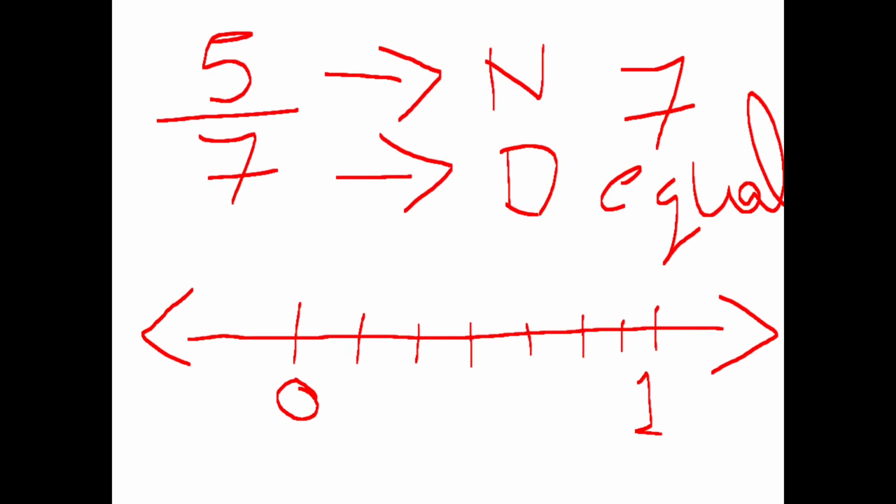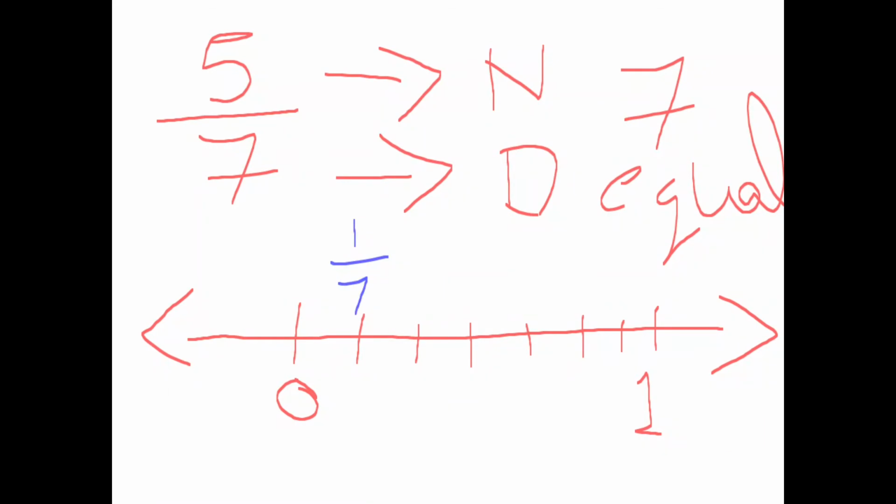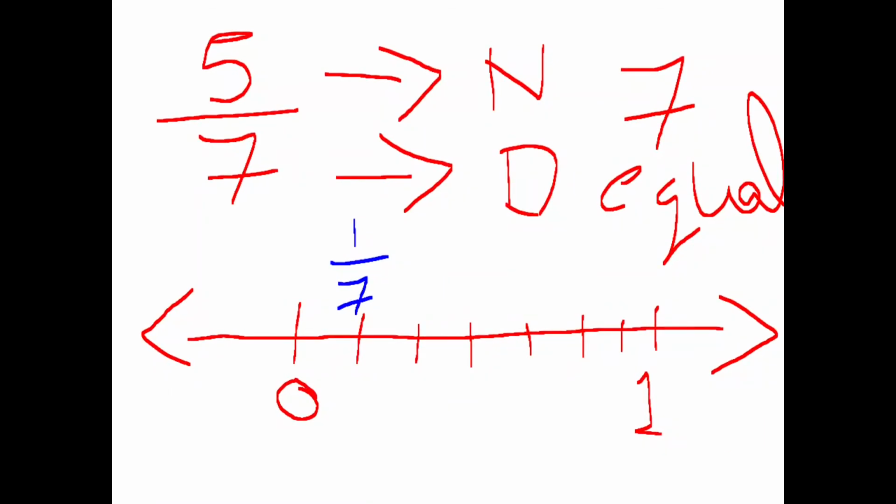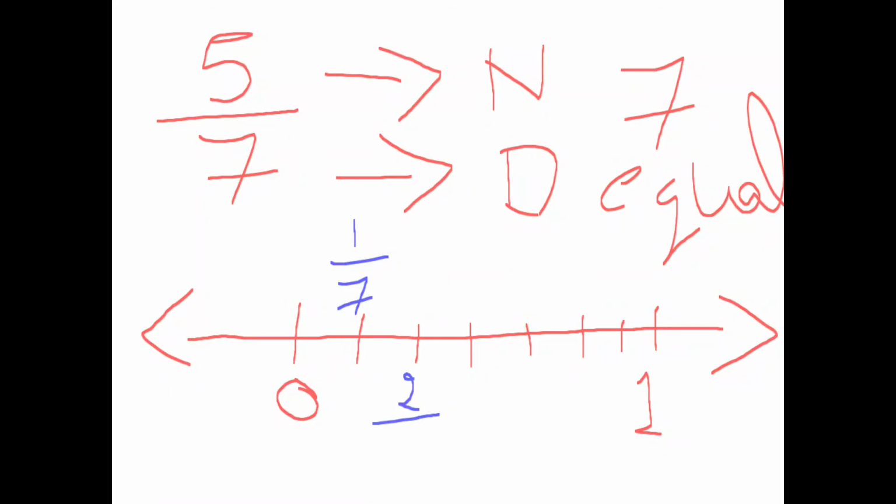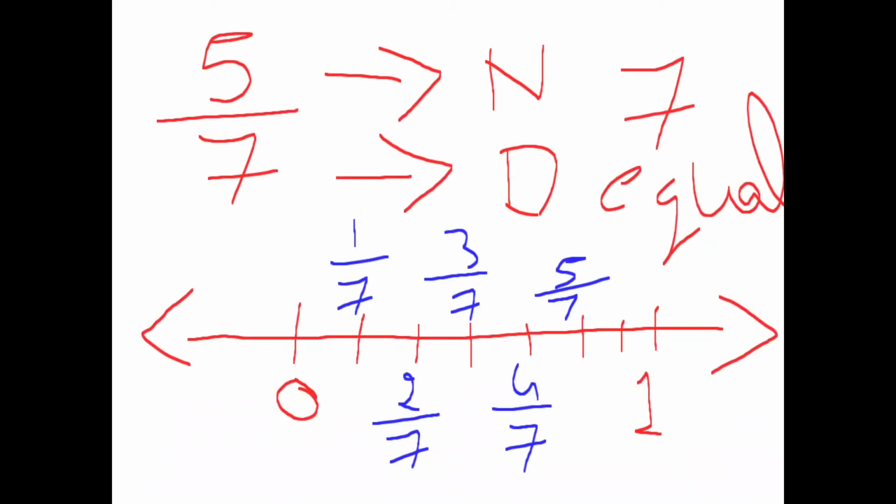So here the first equal part is represented as 1 by 7. Second equal part 2 by 7. Third part 3 by 7. Fourth one 4 by 7. 5 by 7.